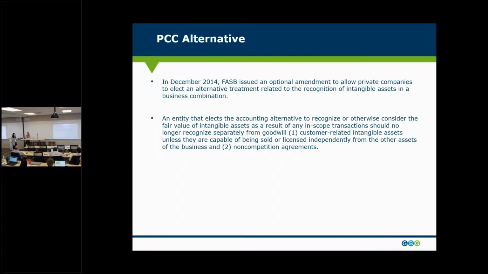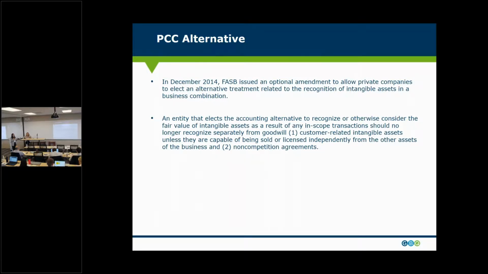In 2014, FASB did offer an optional amendment to allow private companies to not have quite so much work in these business combinations. So basically, the gist of it is that you don't have to break out as many assets from goodwill. So you can lump your customers into goodwill and like non-competes. Those were the primary ones basically. So it did cut down on some of the work.